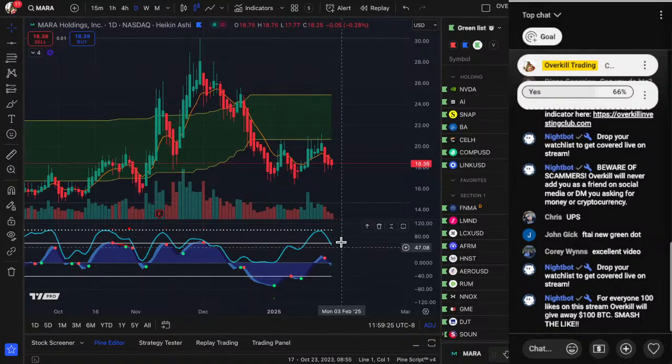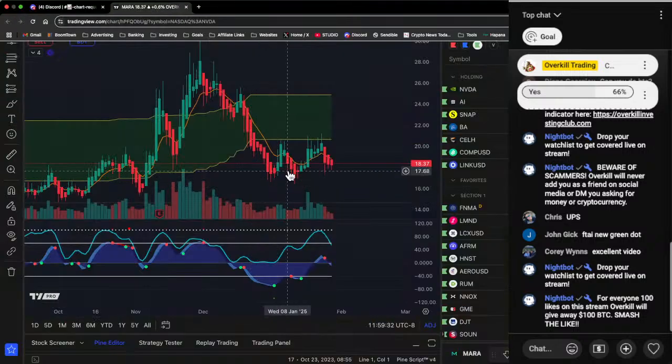But Mara, again, green dot. We need the green dot. If you can buy that thing close to 16, I think that's the price you want to buy it at there for Mara.